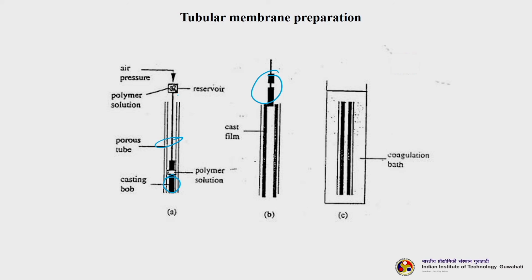So, since the casting bob is porous in nature, the pores will allow the polymeric solution to pass through the casting bob, and the casting bob can be moved up and down. Right. So, when it is moved up and down, the polymer solution that is coming out from the casting bob will get attached to the porous tube and a film will form like this. Okay. Once that is done, the casting bob is taken out, then we have to take this porous tube and put it inside a coagulation bath.